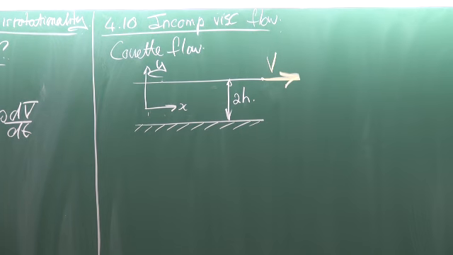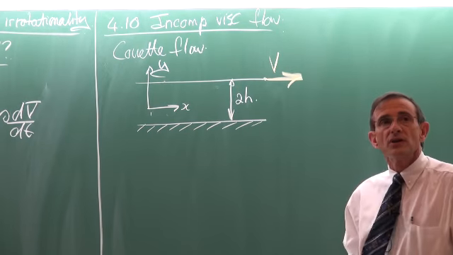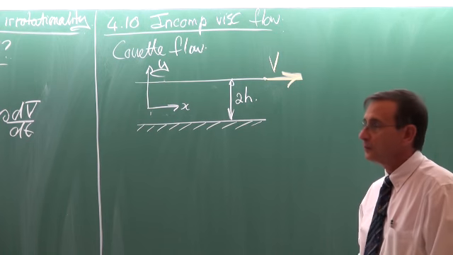Okay. So that one is moved at the velocity v. What are we busy with now, and why do we do Couette flow?